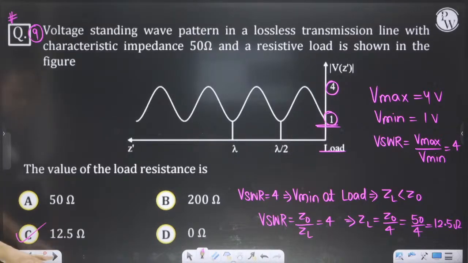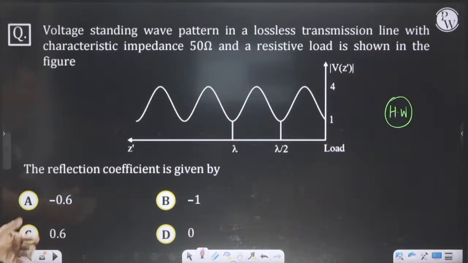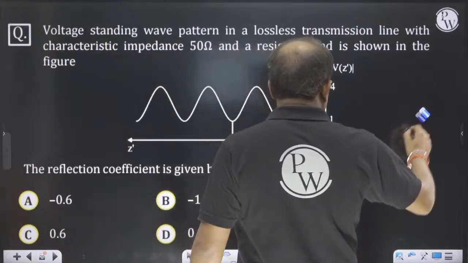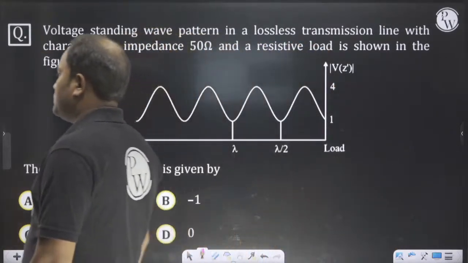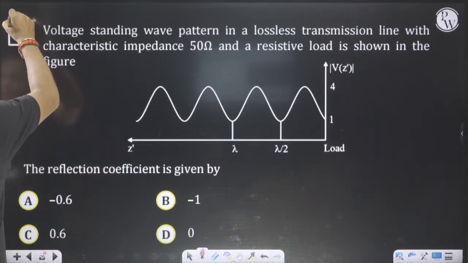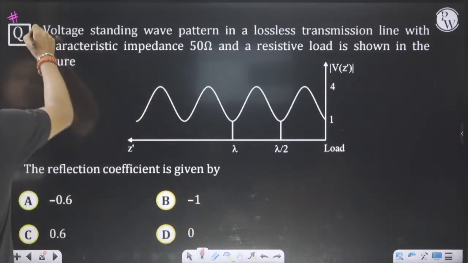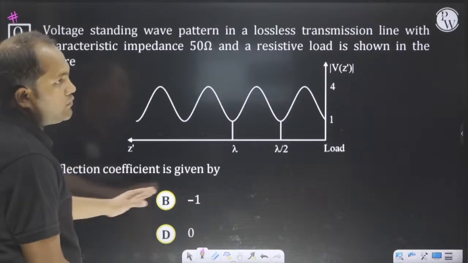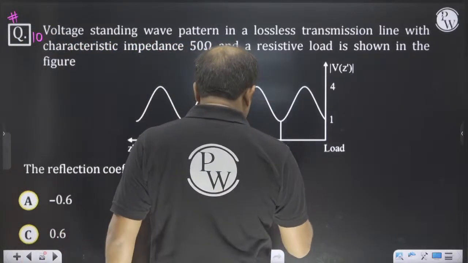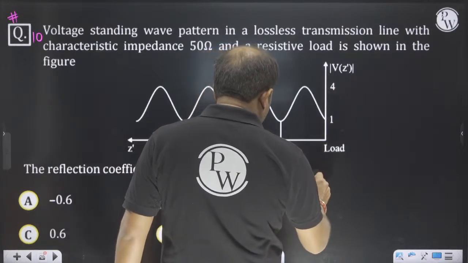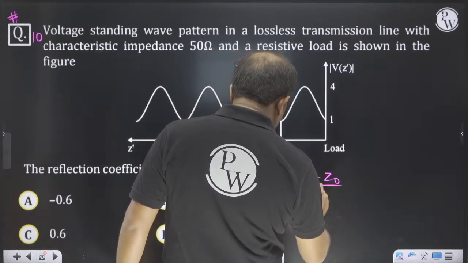Then the next question, a linked type question. In this question they have asked for the reflection coefficient. So what is the value of the reflection coefficient? The reflection coefficient is equal to ZL minus Z0 upon ZL plus Z0.